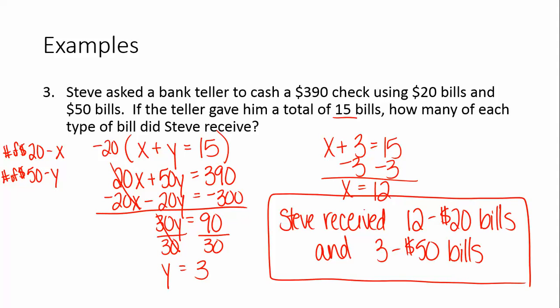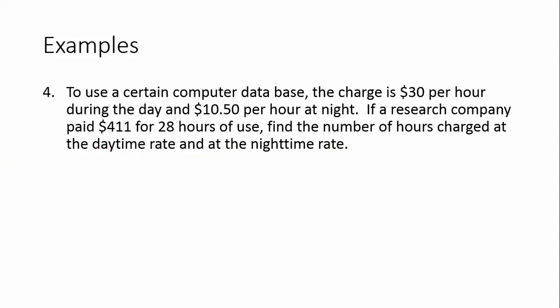And that answers the question, and that's what I'll be looking for when you solve these on worksheets, quizzes, and tests. Let's look at one final example. To use a certain computer database, the charge is $30 per hour during the day and $10.50 per hour at night. If a research company paid $411 for 28 hours of use, find the number of hours charged at the daytime rate and at the nighttime rate.